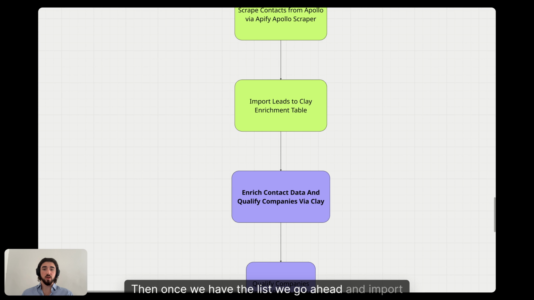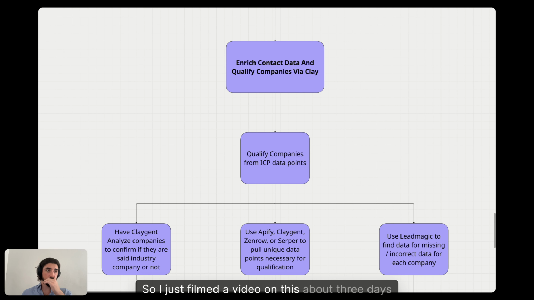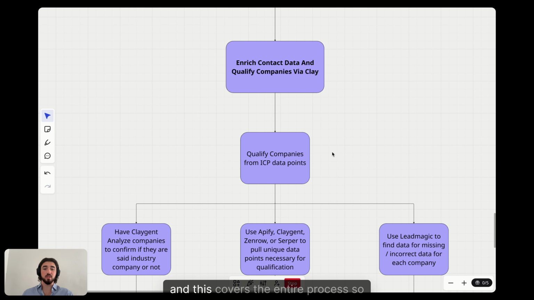Then once we have the list, we go ahead and import to Clay, and we want to run through our enrichment table. So I just filmed a video on this about 3 days ago, or maybe like 4 days ago, on our enrichment or sort of like general qualification and enrichment table that we use for pretty much all the lead lists we build now. And this covers the entire process.